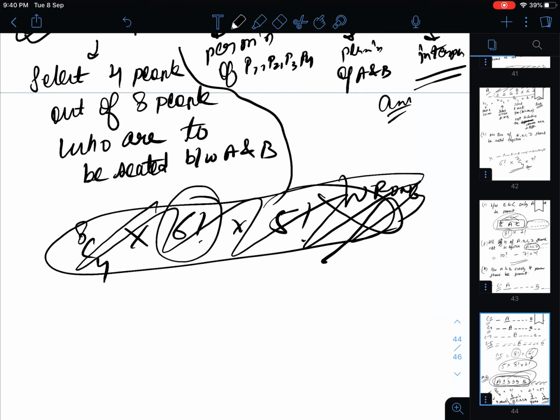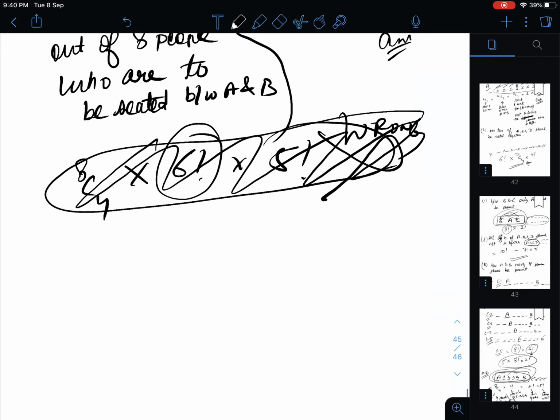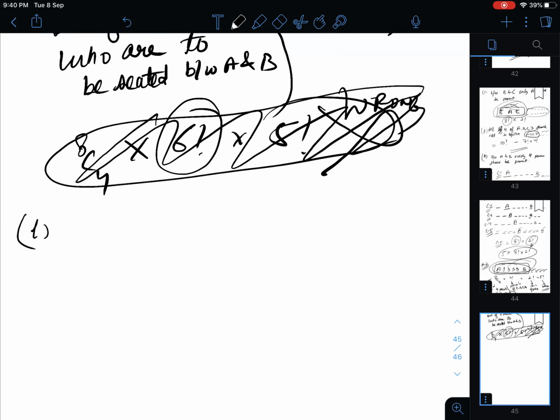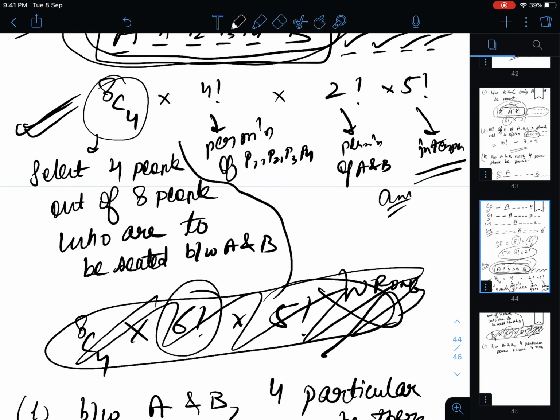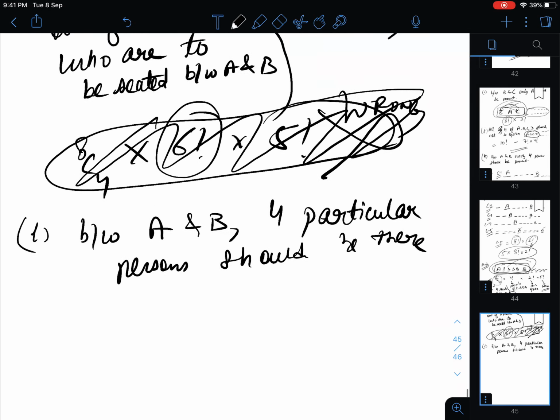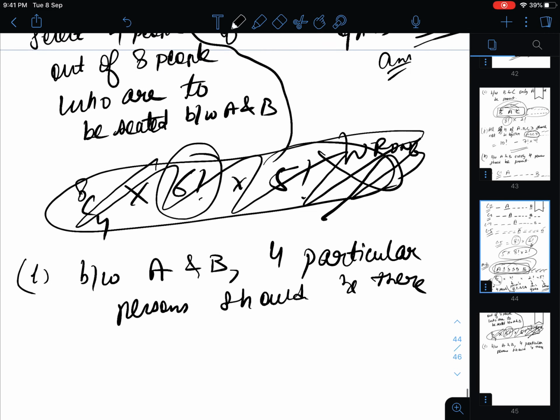All right. Now, if I say, let's say part L, between A and B 4 particular persons should be there. See, in the above case, we said that between A and B, any 4 persons can be there. That's why we made a choice of 8C4. But now we are saying that between A and B, 4 particular persons will be there.